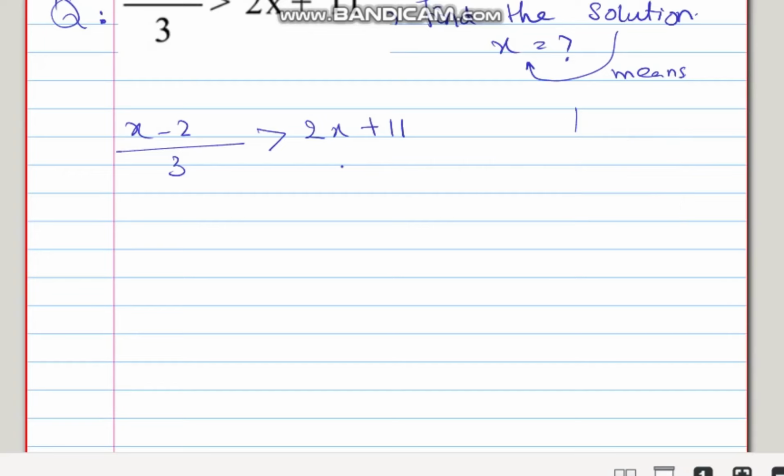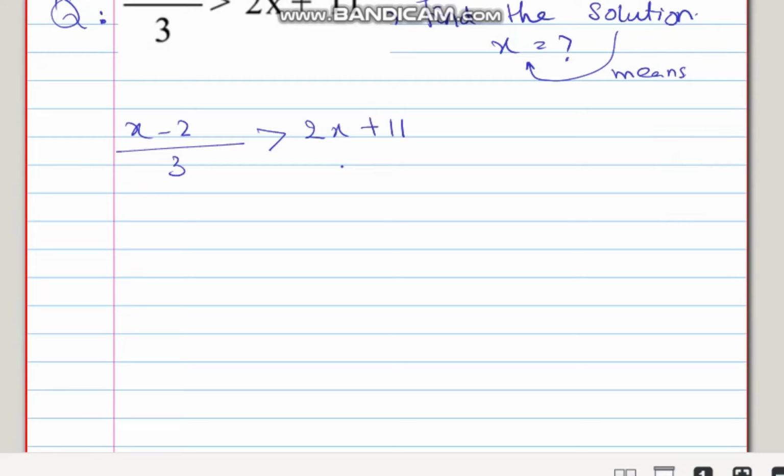And how is the solution of an equation? The solution of an equation is like this, like we did in our previous sections. This is a solution of an equation: x is equal to 2, a fixed number. But an inequality's solution doesn't have any fixed number, it has a graph.